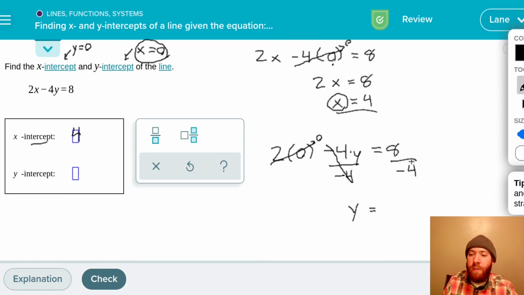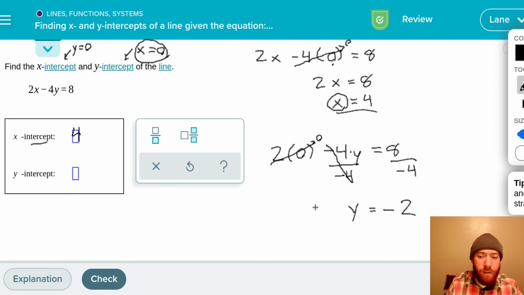What is 8 divided by negative 4? Certainly the answer is negative, because we have a positive divided by a negative. And what is 8 divided by 4? 8 divided by 4 is 2. So our answer is negative 2.